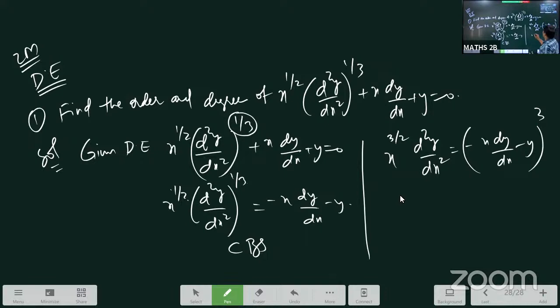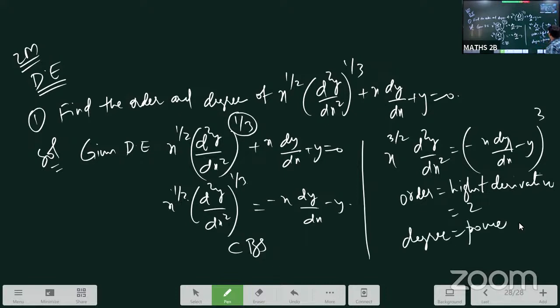Then what is the order? Order means the highest derivative. So here this is a first order derivative. This is what? Second order derivative. So order means the highest derivative. So what is the highest derivative I'm having here? 2. And what is the degree? Degree is nothing but power of highest derivative.